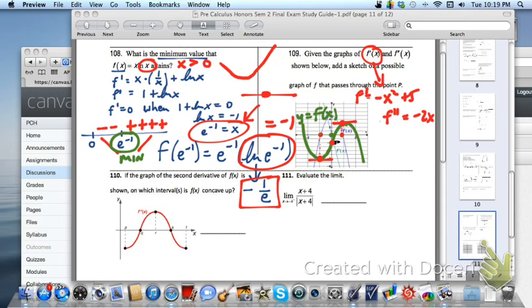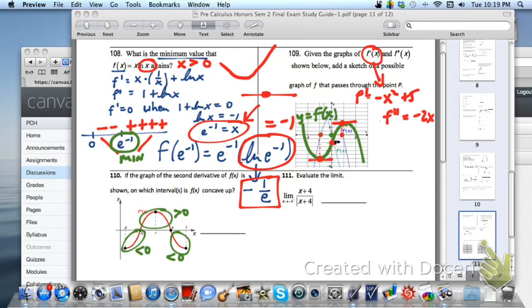And yeah, we have a little bit more time here, so let's go ahead and do numbers 110 and 111. The graph of the second derivative of f of x is shown. On which interval or intervals is f of x concave up? So again, we get a second derivative graph. Down here, second derivative is less than 0. Up here, second derivative greater than 0. And down here, again, less than 0.